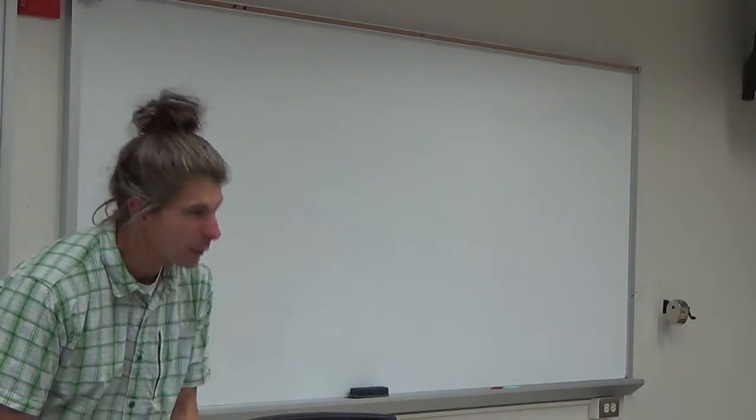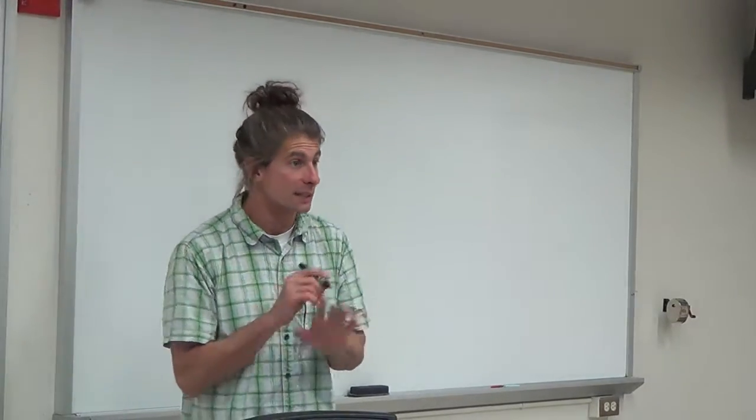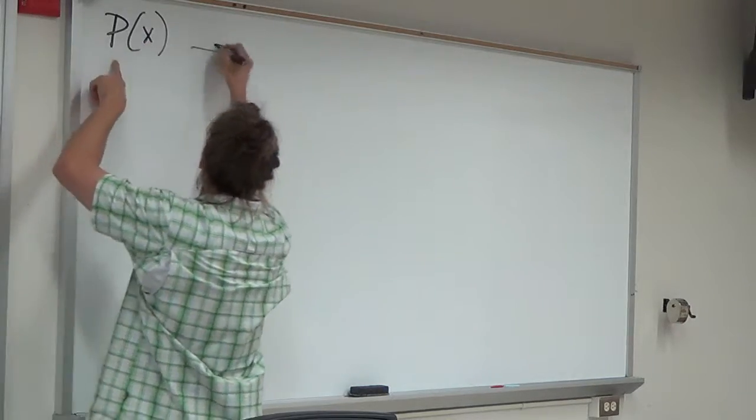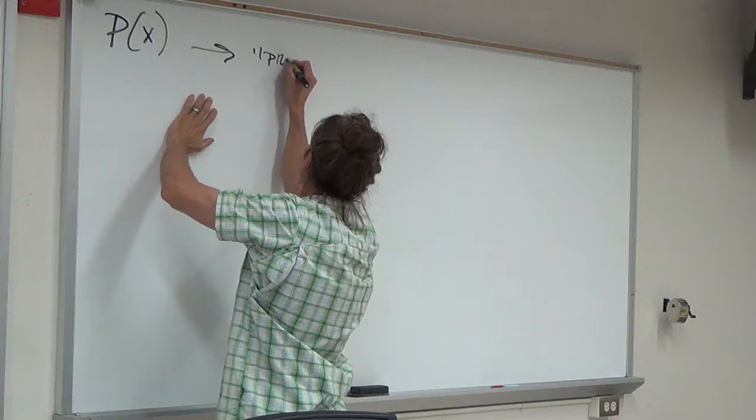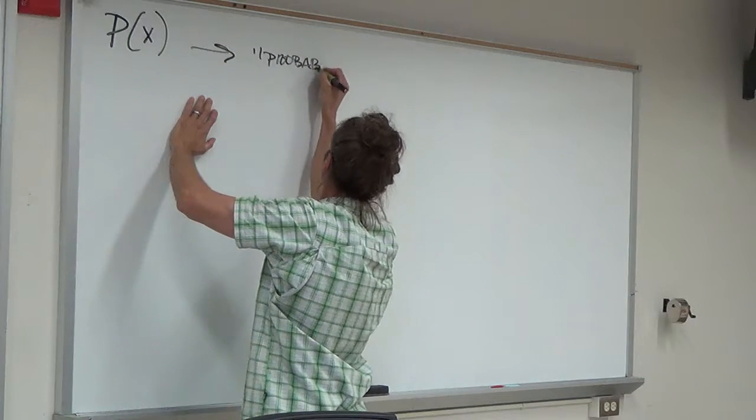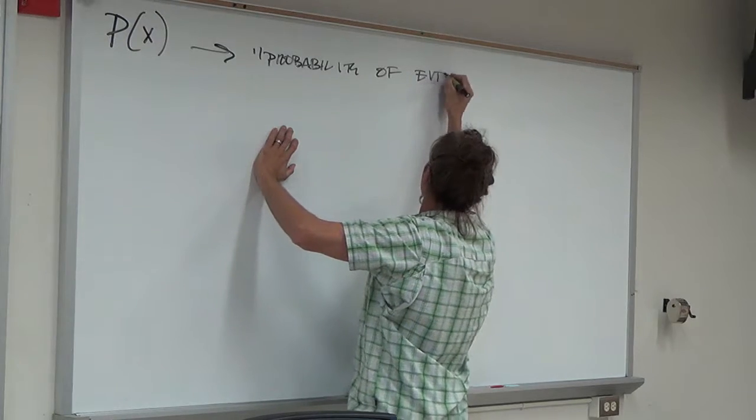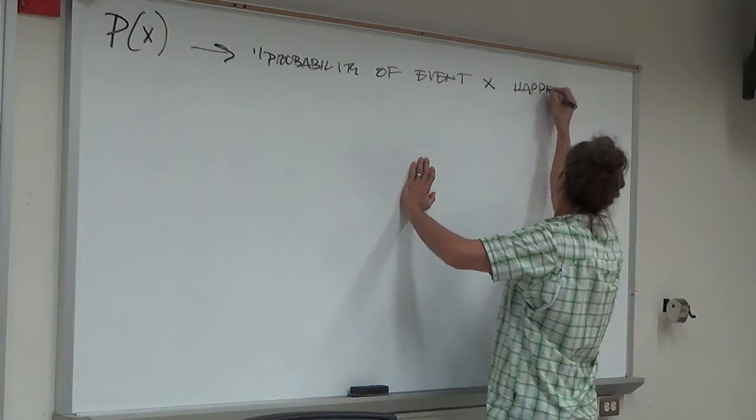Okay? It's just a shorthand. I know it looks like f of x notation from Math 111. It is not. I promise you, not that at all. So when you see p of x, the way you read this is it's the probability of event x happening.